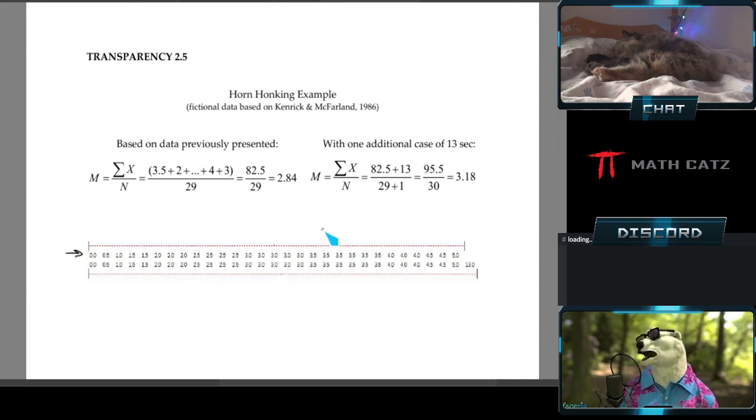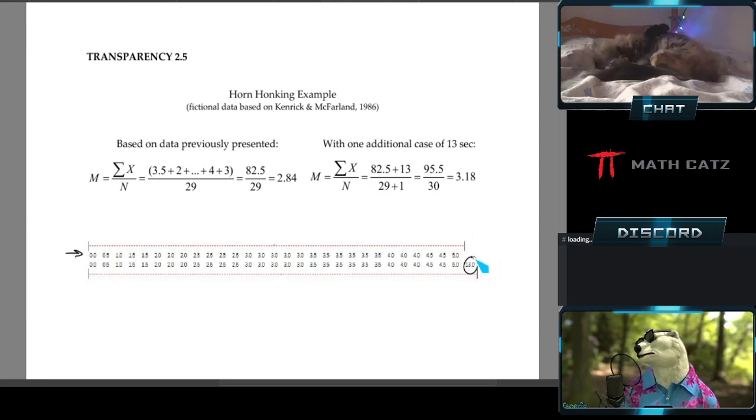However, let's suppose there was one more case. We measured one more person, a very patient person that took 13 seconds before they honked the person in front. Now we have 30 scores. We calculate the mean, adding up all of these, dividing by 30, of course, we get 3.81.